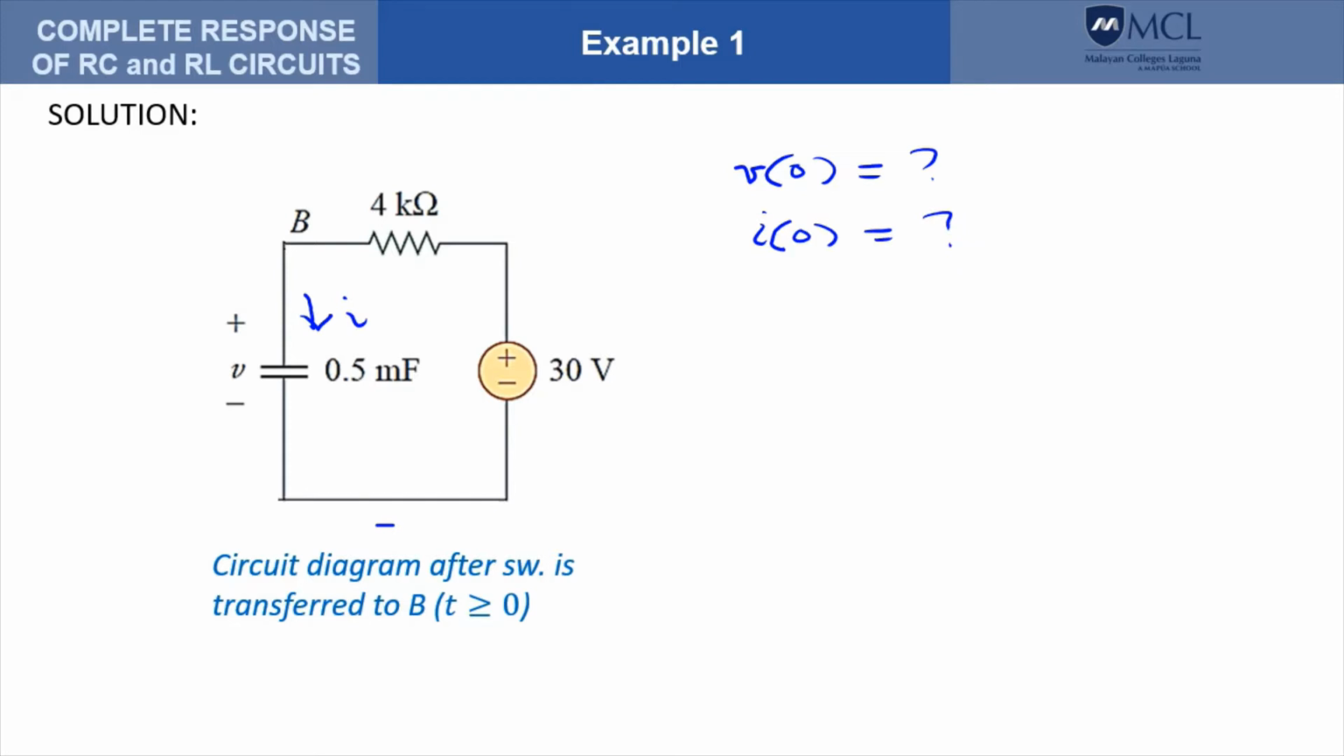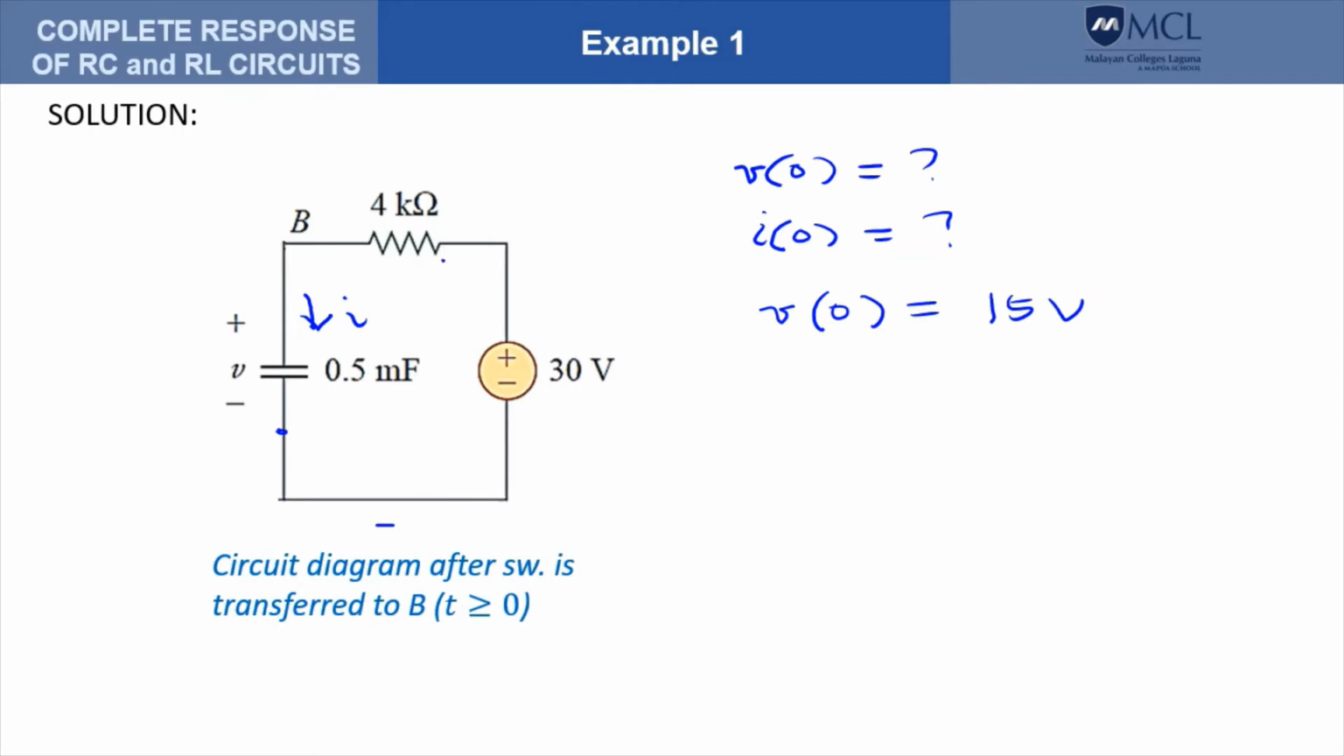Now take note that the voltage cannot change instantly. So the 15 volts that it possessed before the transfer of the switch is still 15 volts at t equals 0. So therefore, the voltage at t equals 0 is also 15 volts. For the current, we can apply KVL around the loop.